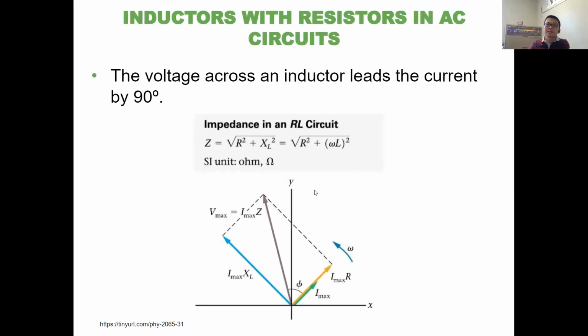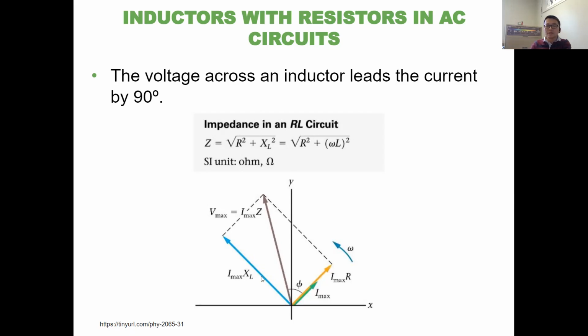All right, so then let's take a look at an RL circuit. If we have an inductor and a resistor in series with each other, then similarly, the whole circuit will have impedance equal to the square root of R squared plus XL squared. Okay, so this is analogous to the capacitor case. And for the inductor, XL is omega times L, so that is to be squared.